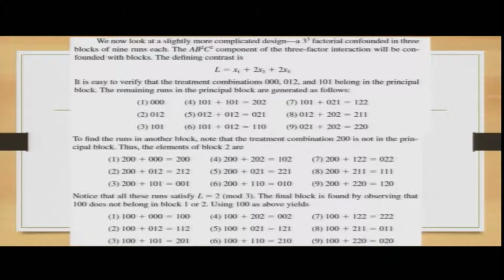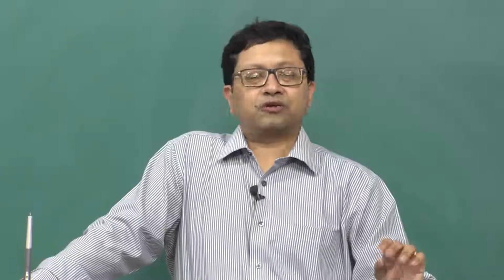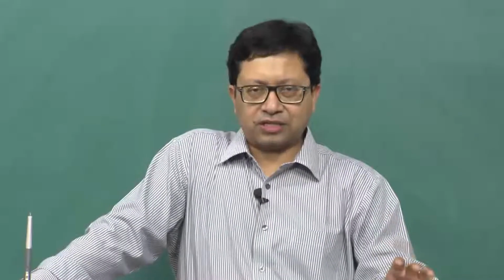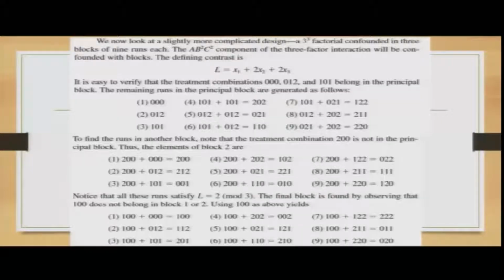The A, B square, C square component of the 3 factor interactions would basically be given as the contrasting model, where the contrasting model will basically have x1 plus 2x2 plus 2x3 depending on the powers of B and C which you have. So, if it was basically A, B square, C square, D square, it would be x1 plus 2x2 plus 2x3, sorry, my mistake, 2x3 plus 2x4, and so on and so forth. It is easy to verify that the treatment combinations.